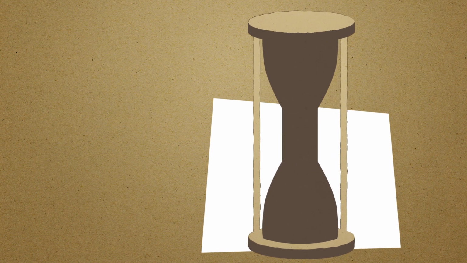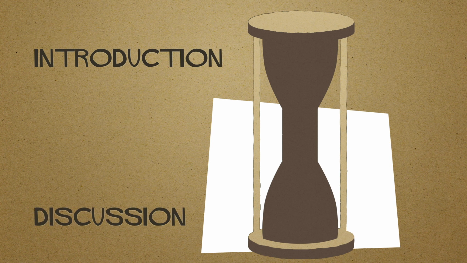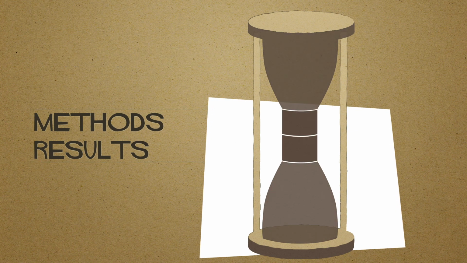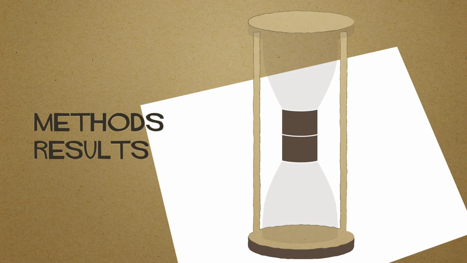Writing a scientific paper or lab report is time-consuming work, but you can let time work for you. An hourglass is the perfect metaphor for what you are trying to achieve. Basically, every scientific text consists of 4 parts: the introduction and discussion, and in the middle, the methods and results sections. And it's these 2 sections in the middle that give the scientific paper a typical hourglass shape.